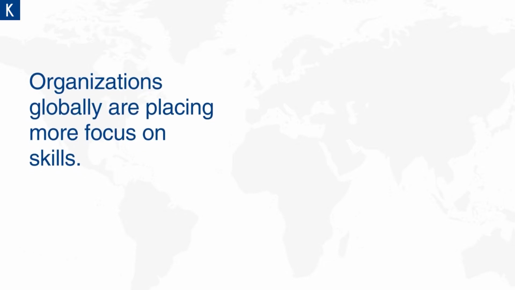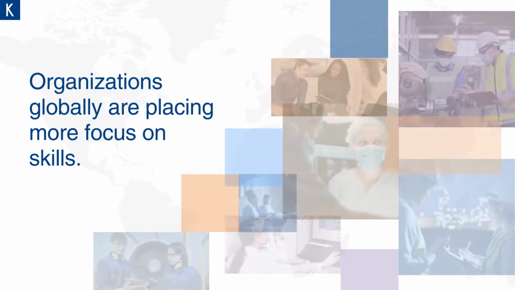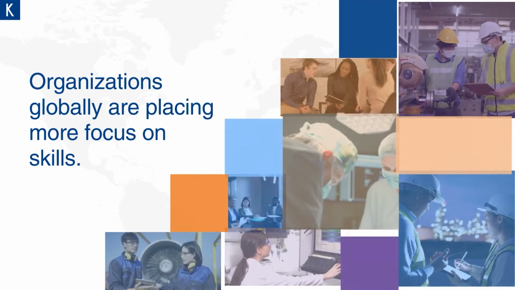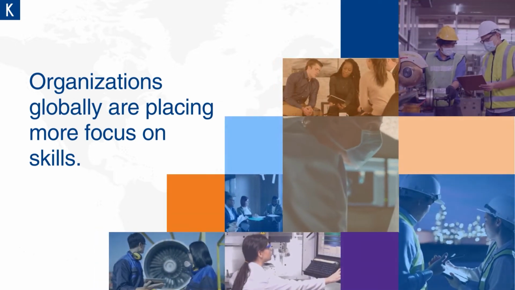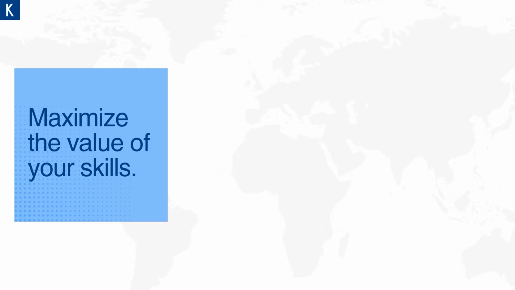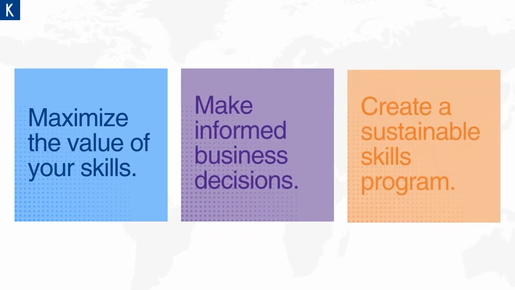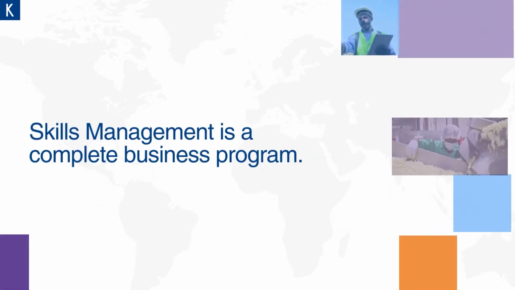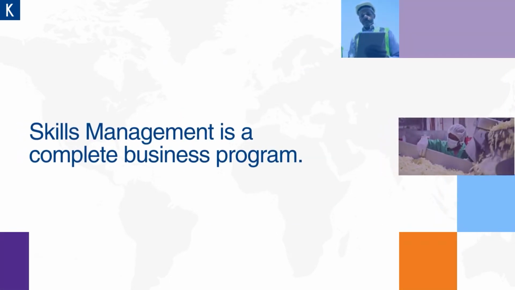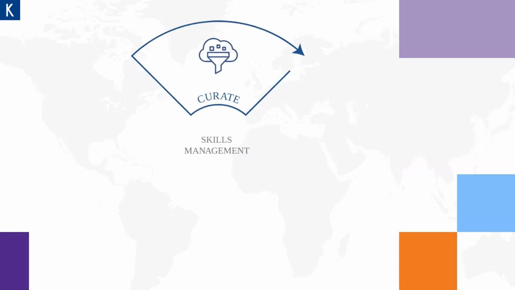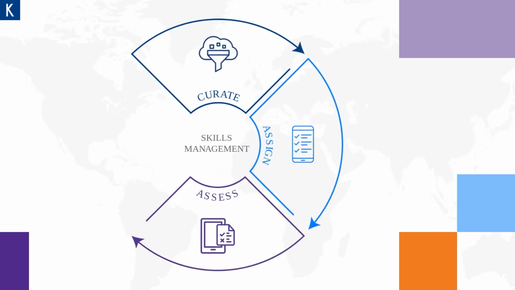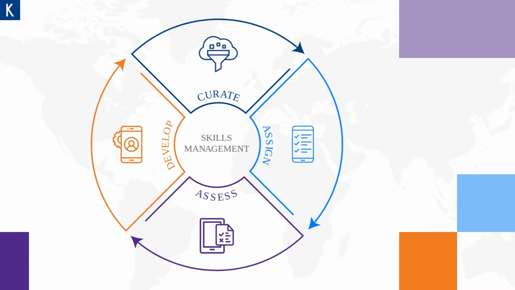Organizations globally are placing more and more focus on skills: what they are, how to track them, and how to use the data. To maximize the value of your skills and make informed business decisions, creating a sustainable program is key. Think of skills management as a complete business program made up of 4 processes: curate, assign, assess, and develop. Let's dive in.